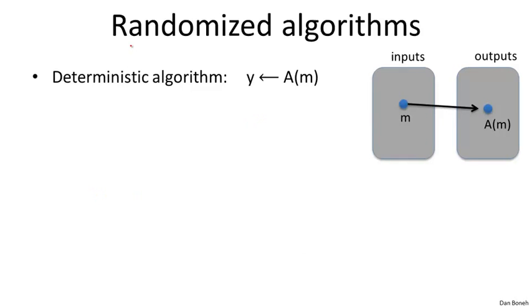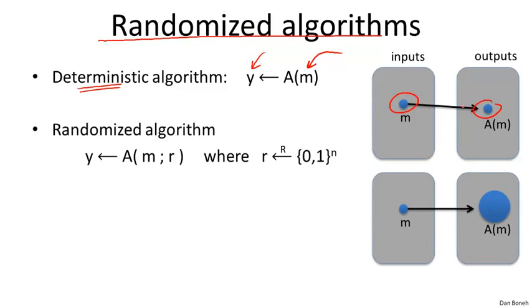The last concept I want to define in this segment is what's called a randomized algorithm. I'm sure you're all familiar with deterministic algorithms. These are algorithms that take a particular input data as input, and they always produce the same output, say y. So if we run the algorithm 100 times on the same input, we'll always get the same output. You can think of a deterministic algorithm as a function that, given a particular input data m, will always produce exactly the same output, A(m).